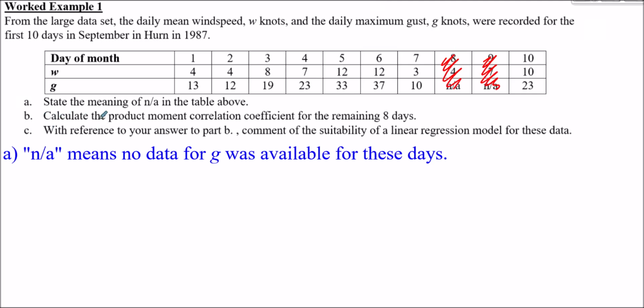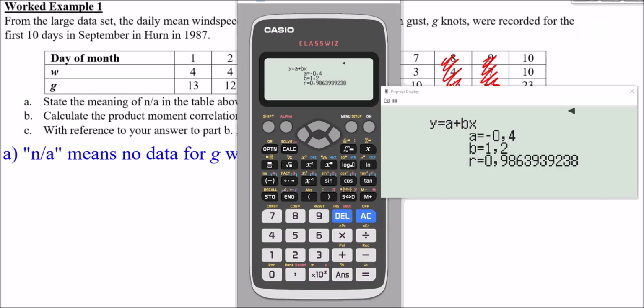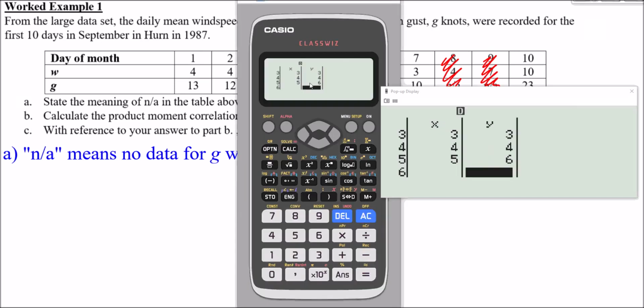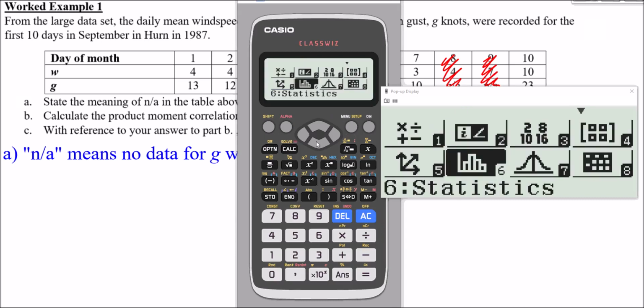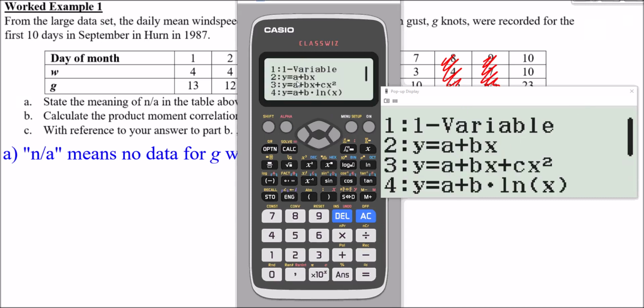So part B, like it says, calculate the PMCC for the remaining 8 days. So we scribble off 8 and 9. We're going to input W and G for these 8 days. So let's do this, again just showing you what the steps are. Press menu, option 6, then we press option 2 for y equals a plus bx, which will get us a linear approximation.